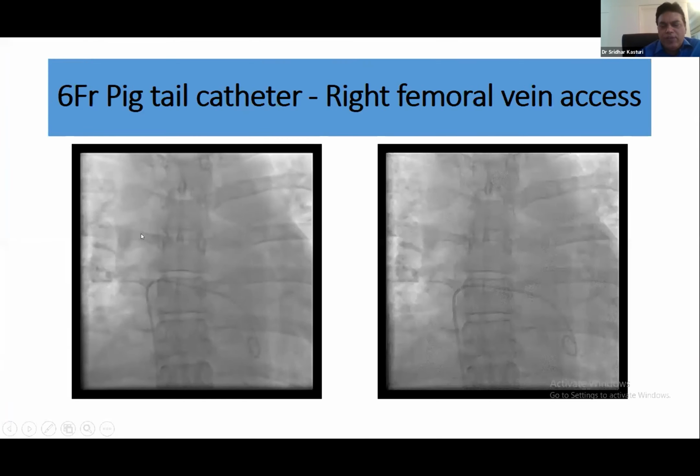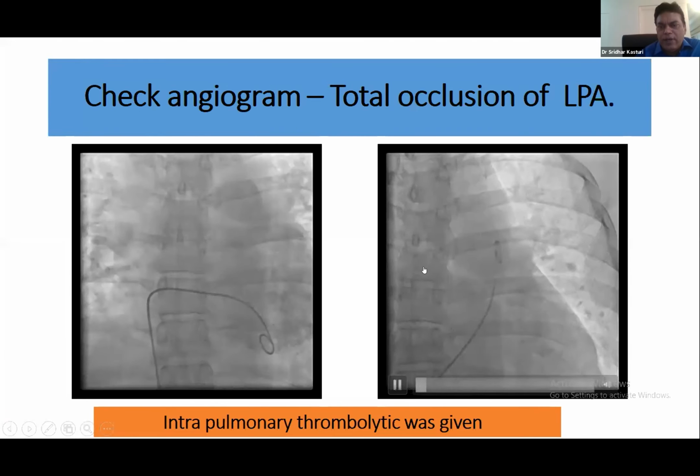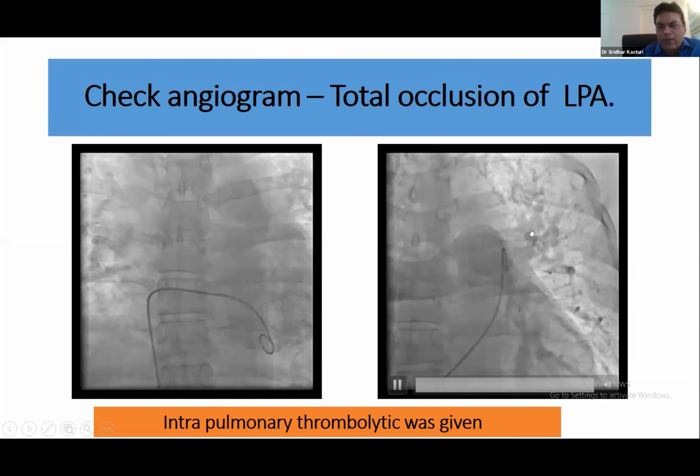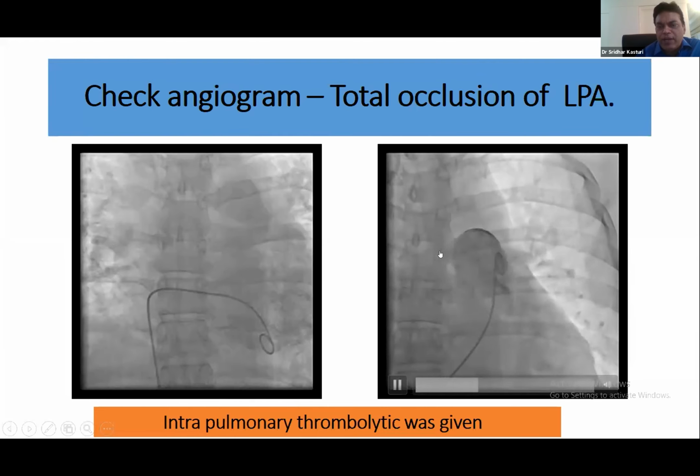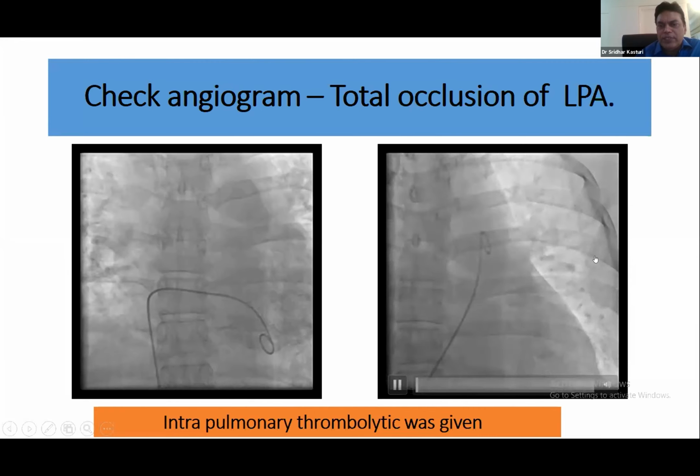Then we did the angiogram. You can see the right ventricular angiogram, and here the left pulmonary artery is totally occluded. You are able to see the right pulmonary artery, but the left pulmonary artery is totally occluded. We are unable to see it. The left lung is not having any flow.